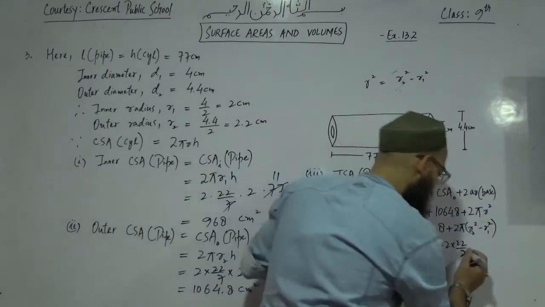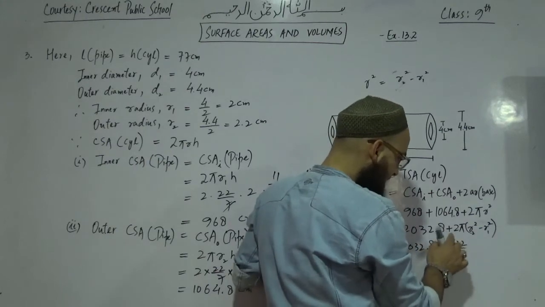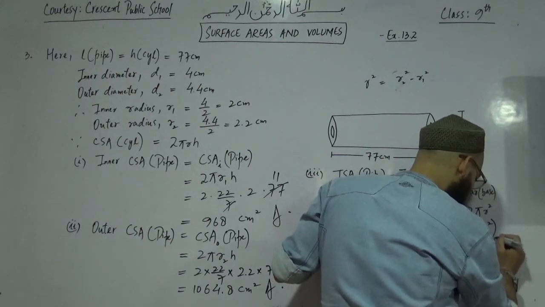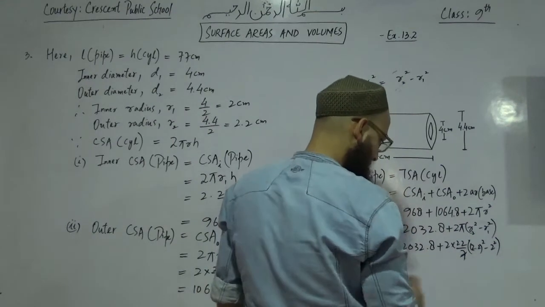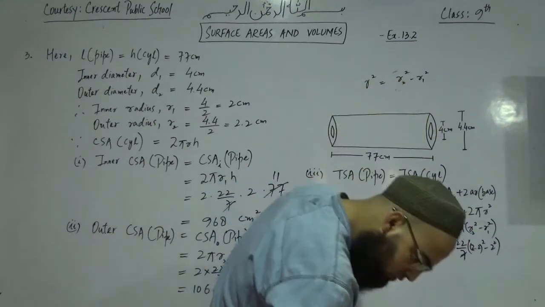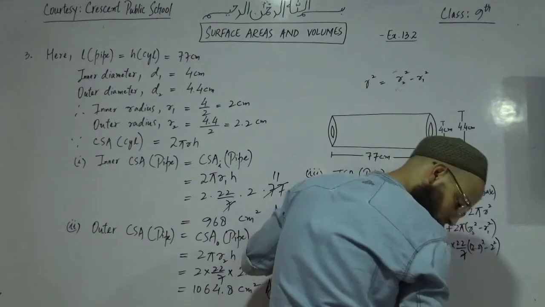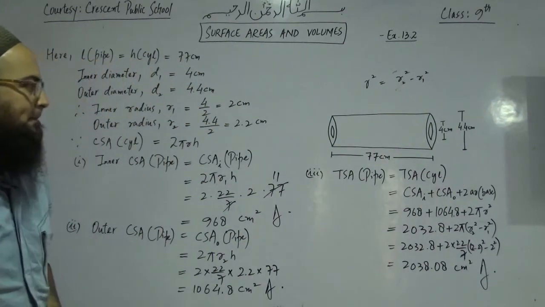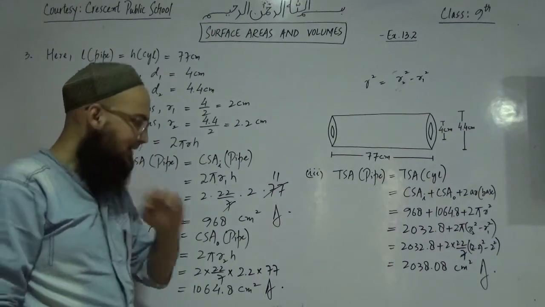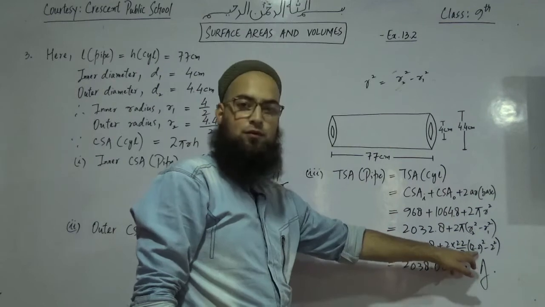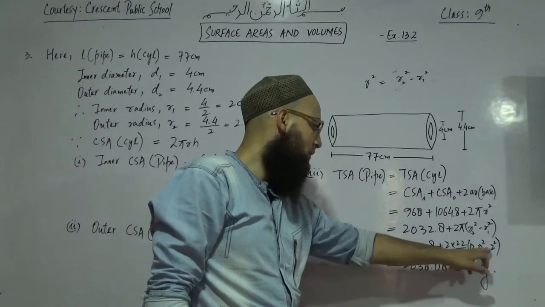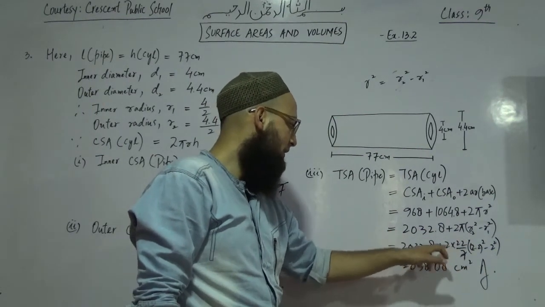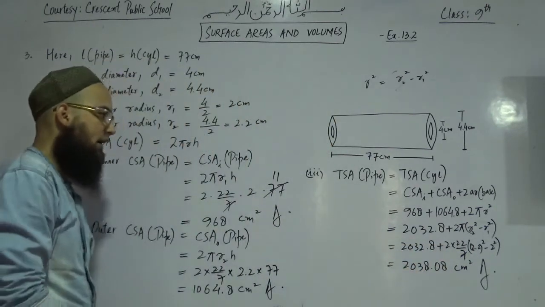Now see how, now it's 2032.8 plus 2 times 22. Then I go 2.2 square minus 2 square. That will give us, now on solving this, you'll get 2038.08 square centimeter, and that's your answer. Okay, we can move. Now you can first square this, that will give you 4.84, then square this, that will give you 4, then 4.84 minus 4, you get 0.84, then multiply that with this whole thing, then add with this, you'll get 2038.08.